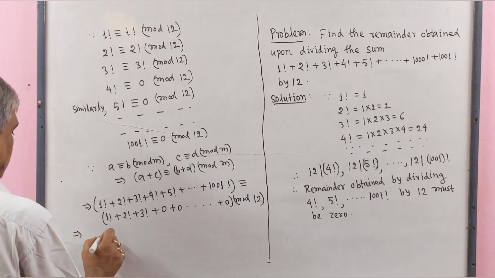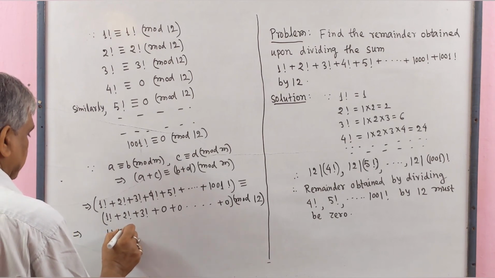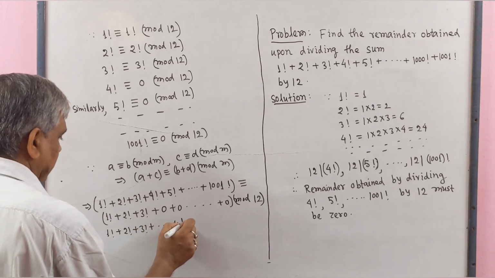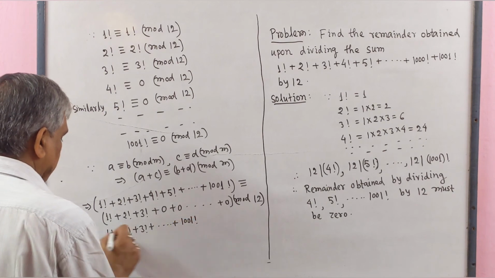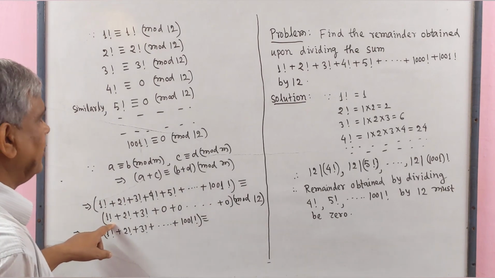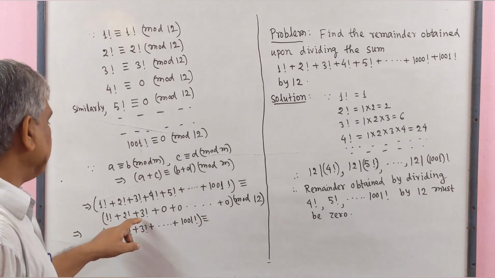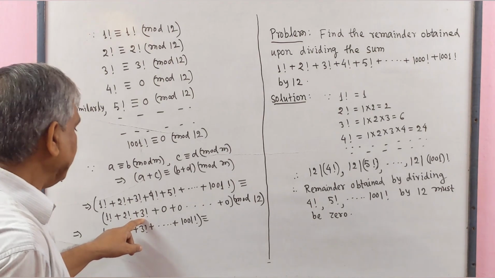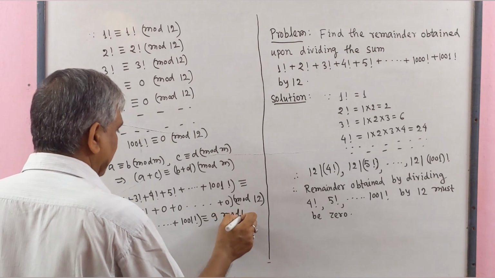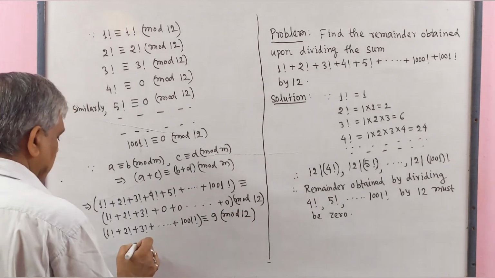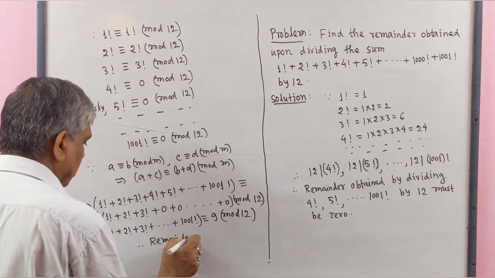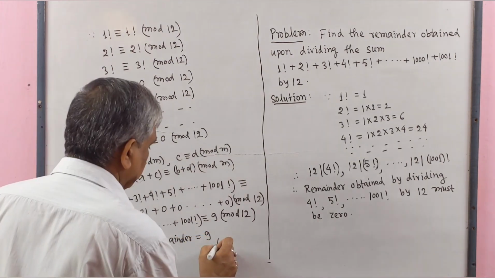Implies that factorial 1 plus factorial 2 plus factorial 3 plus dot dot dot plus factorial 1001 is congruent to, here factorial 1 is 1, plus 2 plus 6, means 9, modulo 12. Therefore, the remainder equals 9. This is the answer.